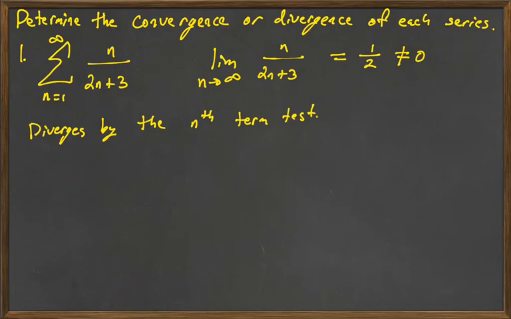Now let's say, for example, that this limit was 0. If this limit was 0, the nth term test doesn't tell us anything. It's inconclusive. We'd have to go use a different test. Okay. All right.